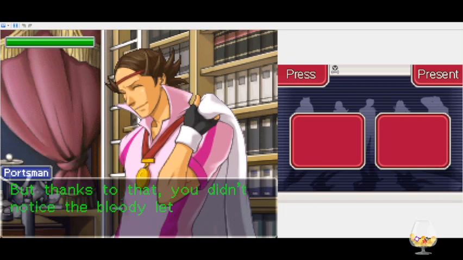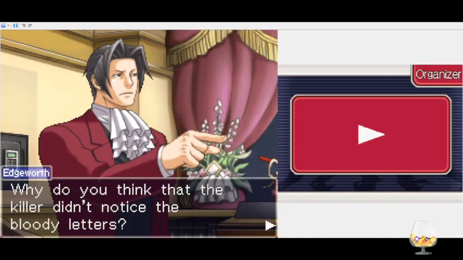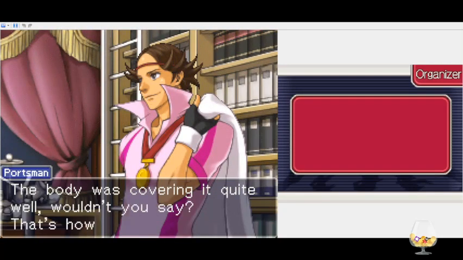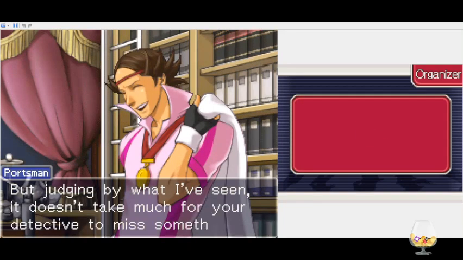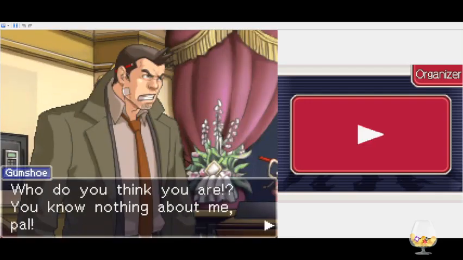His body. Thanks to that, you didn't notice the bloody letters his body was holding. Wait. Hold it! Why do you think that the killer didn't notice the bloody letters? The body was covering it quite well, wouldn't you say? That's how he missed it. But judging by what I've seen, it doesn't take much for your detective to miss something. Who do you think you are? You know nothing about me, pal!